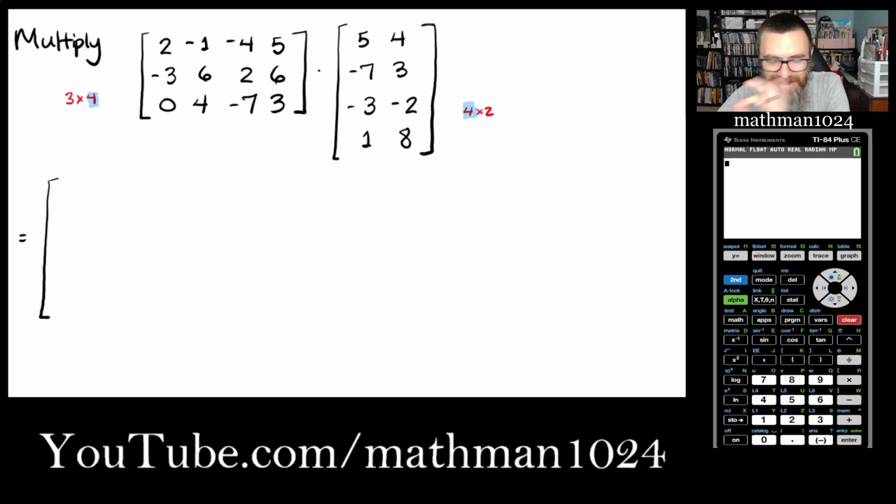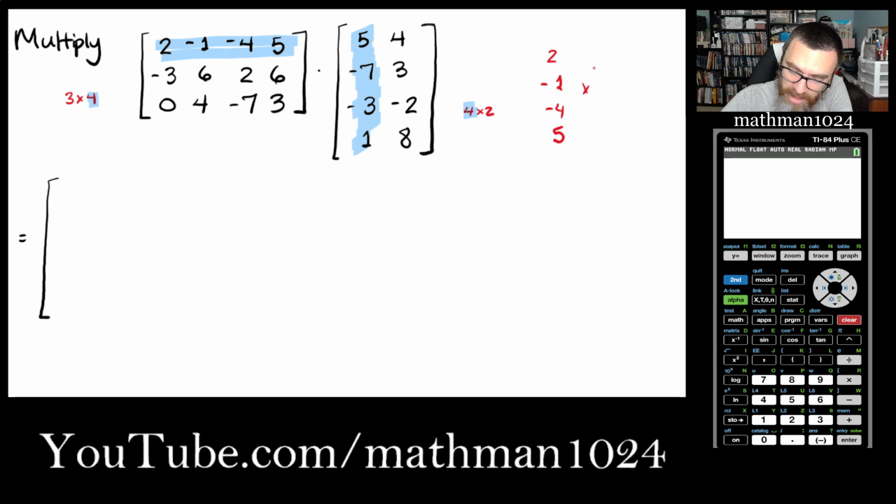This is kind of what's going on in my mind whenever I'm processing this. We need to take this row and multiply it times that column to give us the first entry. So all of that's going to be one entry. What I like to do is imagine up to the side like this: 2, -1, -4, and 5. And I'm multiplying all of this times this column, 5, -7, -3, and 1. So I'm just multiplying all these guys straight across like that.